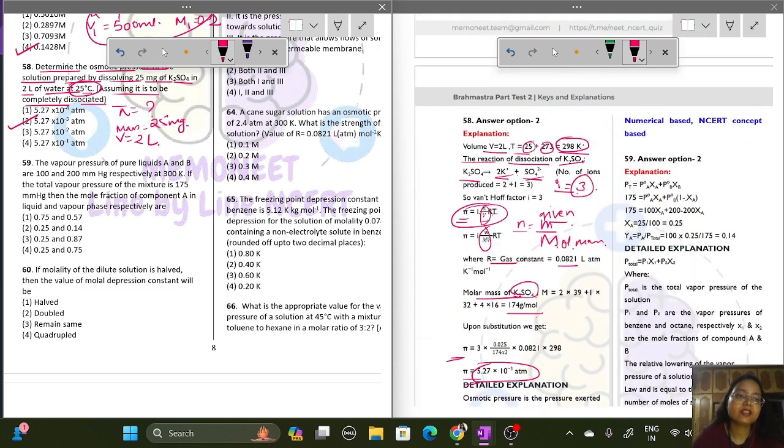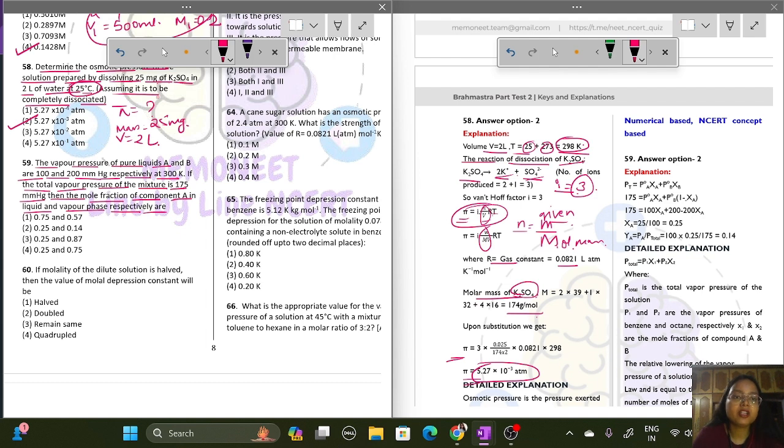Okay. Next is question number 59. The vapor pressure of pure liquids A and B are 100 and 200 mmHg respectively at 300 Kelvin. If the total vapor pressure of the mixture is 175 mmHg, then the mole fraction of the component A in liquid and vapor phase respectively are.